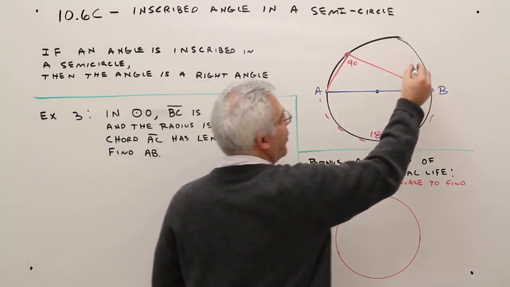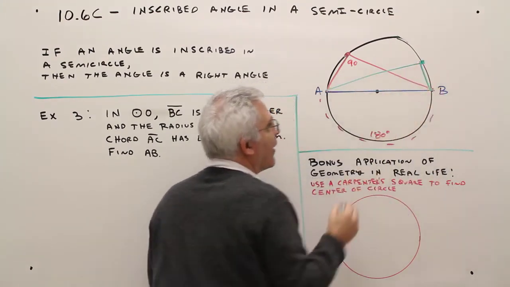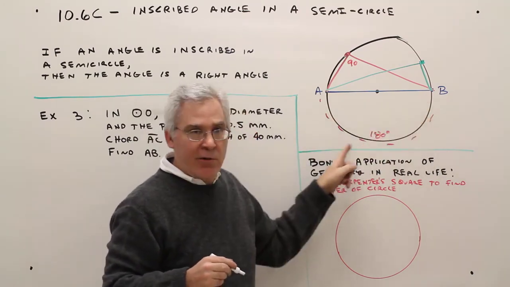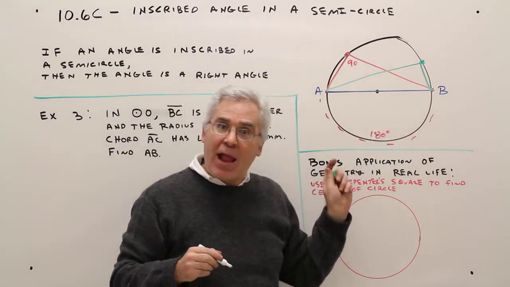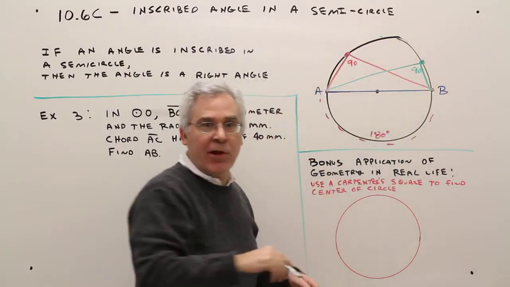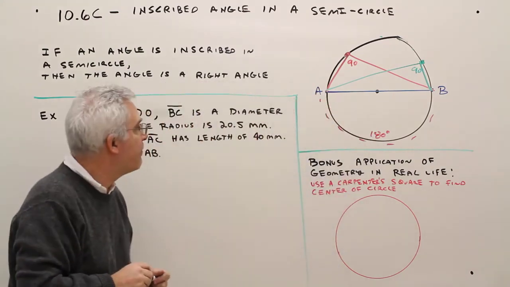Now I could draw that angle anywhere I want. I could have put the point over there. Again, it's inscribed in a semicircle. I still have 180 degrees here. So this inscribed angle, again, will be half of 180. It'll be 90. So wherever that vertex is does not matter, as long as it's inscribed in that semicircle.